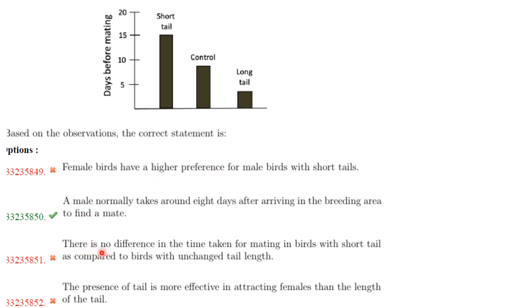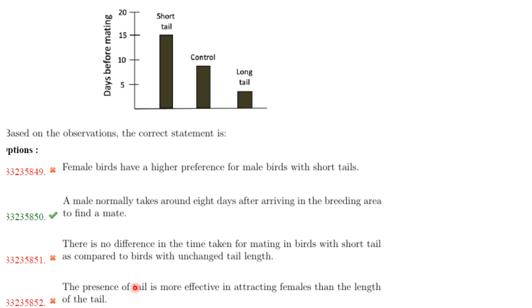Then coming to third option, there is no difference in the time taken for mating in birds with short tails as compared to birds with unchanged tail length. Here unchanged tail length is your control sample. So there is a difference. Control took lesser time than short tail birds. So there is a difference in the time taken for mating in birds with short tail as compared to birds with unchanged tail length.